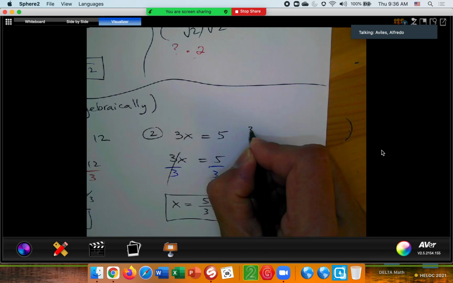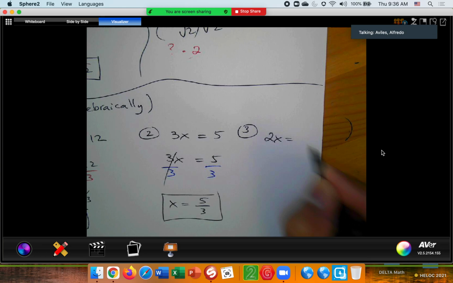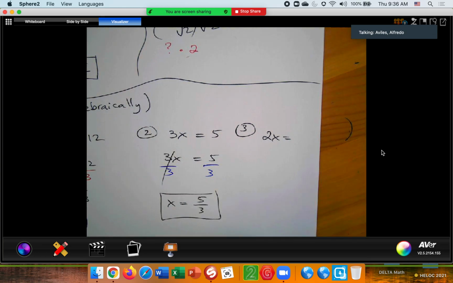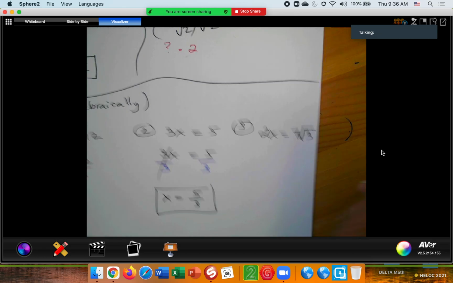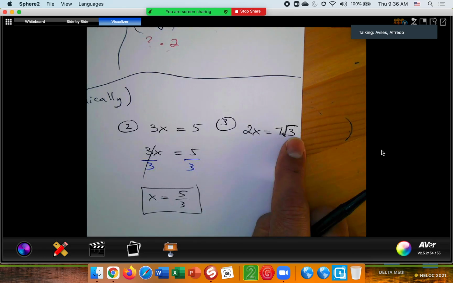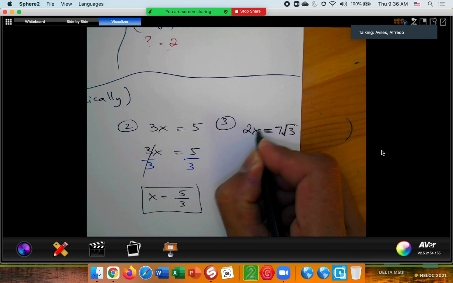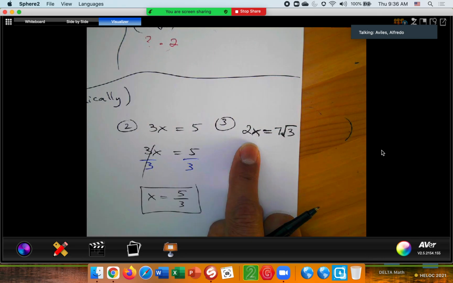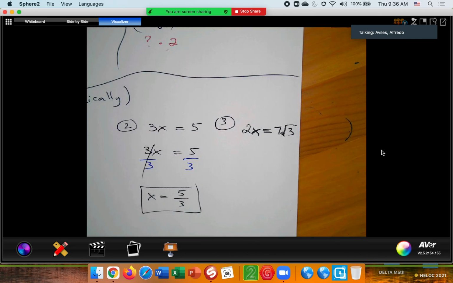What if I have this? Number 3. What if I have 2x equals 7 root 3? I don't care about this. I don't care what this number is. If I'm just solving for x, my job is just to get x by itself. You're not always going to get these perfect answers, okay?